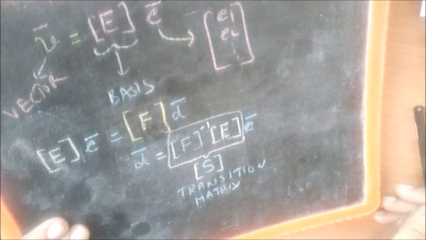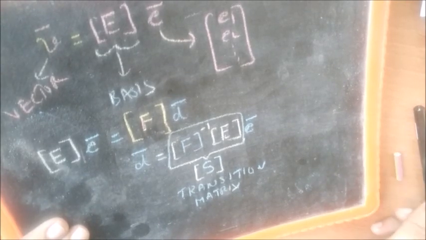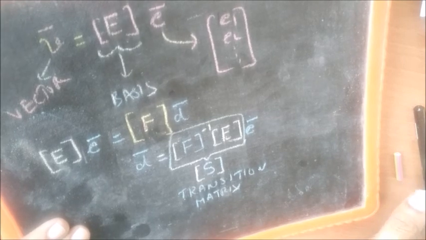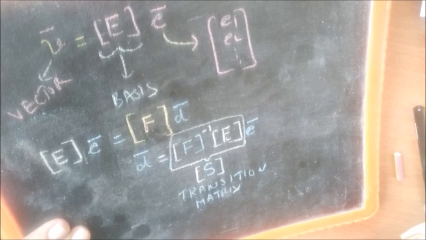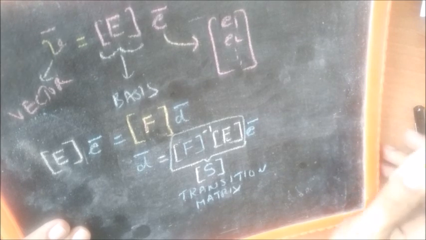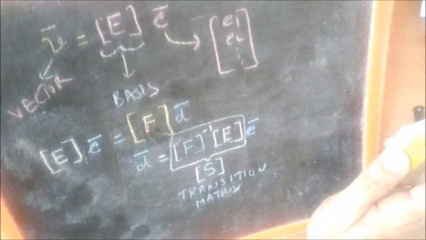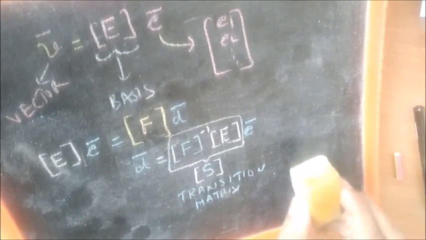So that's what I wanted to say about the change of basis and how we can get the coordinates of a vector when we change the basis from one to the other. In the next video, we will see some examples.